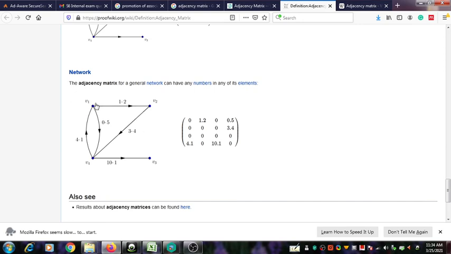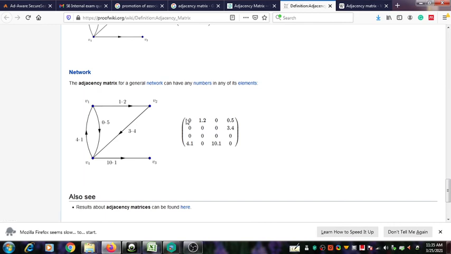Then another example is very important. It is the network. In a network, directions may be there or may be absent. But another important fact about the network is that the edges may be given weights. In such cases, if the edges are given weights, you have to fill in that weight as the entry in the matrix. See here in the graph we have a directed edge from V1 to V2 having the weight 1.2.